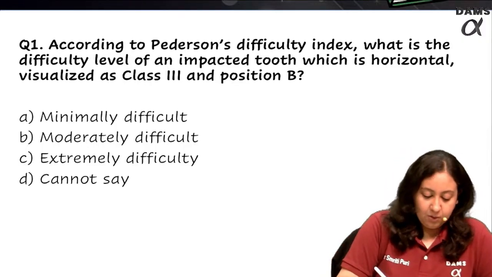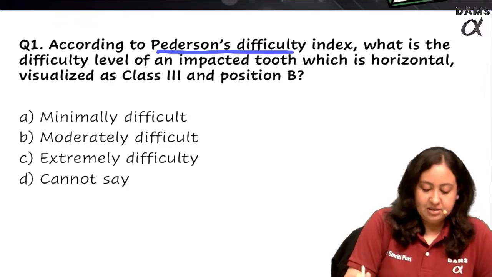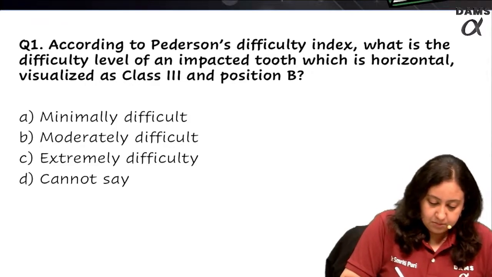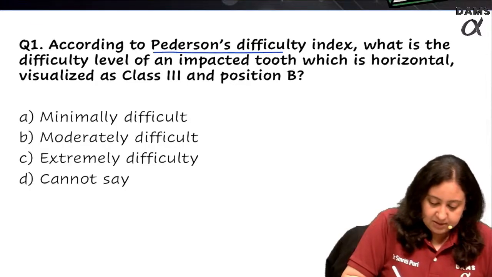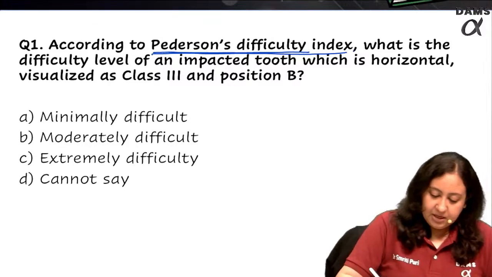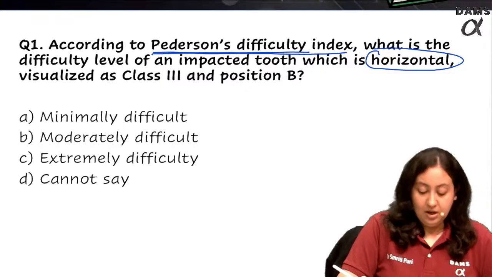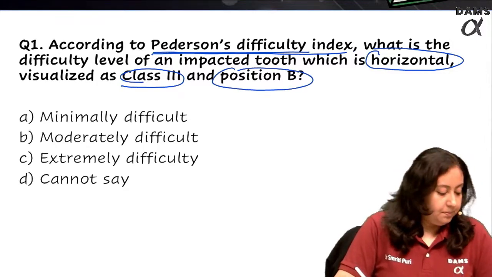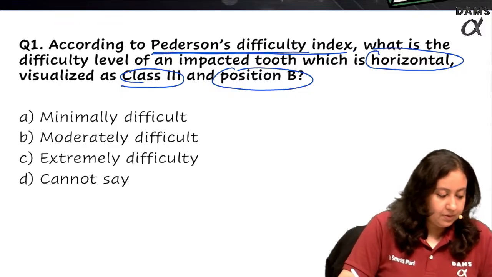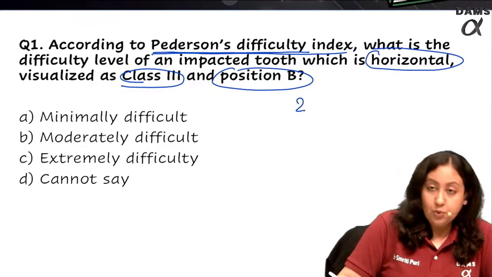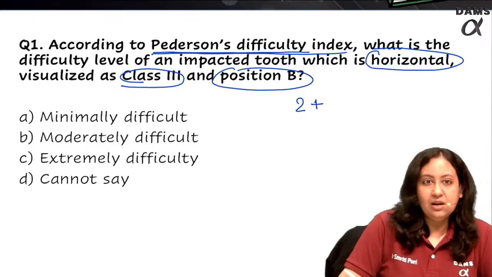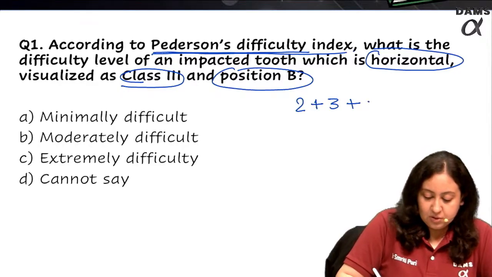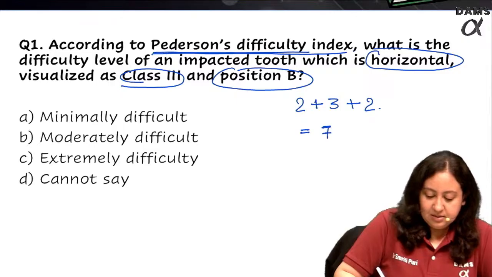So let's see. Now we know that for Pedersen's difficulty index, there are 3 things into consideration. One is the angulation, which is mentioned. Pedersen's difficulty index says horizontal, class 3 and position B. So horizontal is given a score of 2. Class 3 is given a score of 3. And position B is also given a score of 2. So this makes it 7.